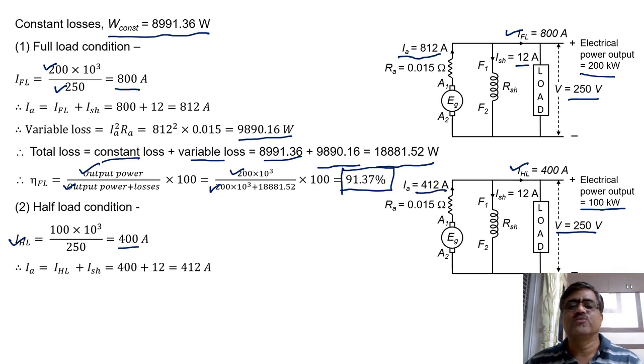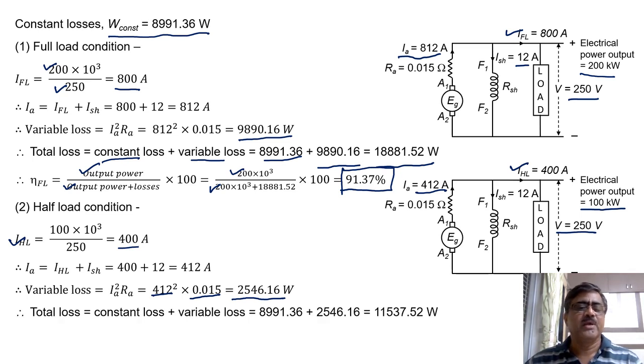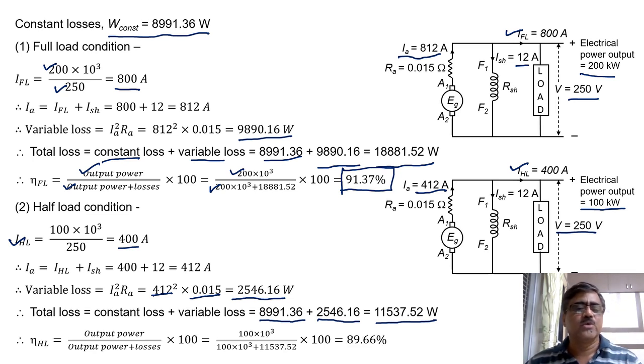So IA is 412 ampere, and therefore variable loss, it is 412 square into 0.015, which is 2546.16 watt. Constant loss will remain same, and therefore total loss is constant loss, that is 8991.36 plus variable loss 2546.16, which is 11537.52 watt.